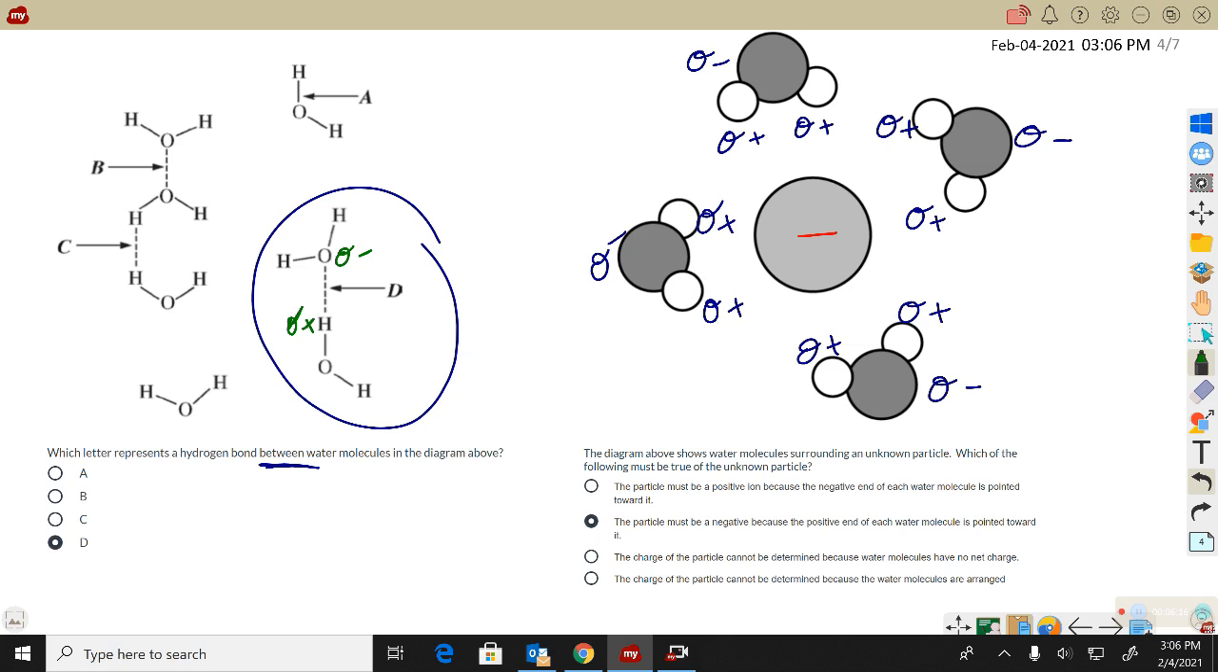I thought the question with the ion and water molecules was absolutely adorable. We've got water molecules surrounding some kind of an unknown particle. Which of the following must be true? So when I look at the arrangement of these water molecules, I see that it's always the partial positive hydrogen end that's attracted to this unknown particle, which then must mean that my unknown particle is negative, because opposites would attract. So this must be some kind of a negative ion in the middle, that would be surrounded by water molecules with their partial positive ends in.